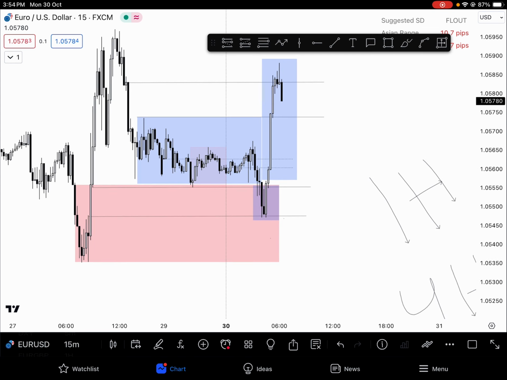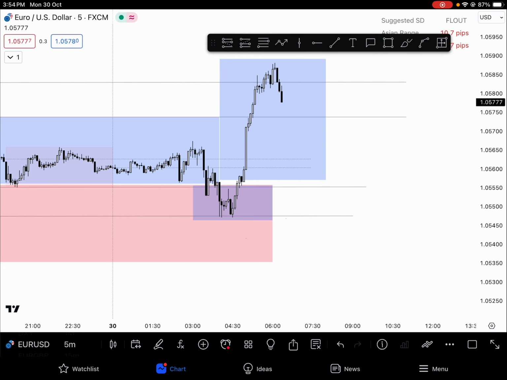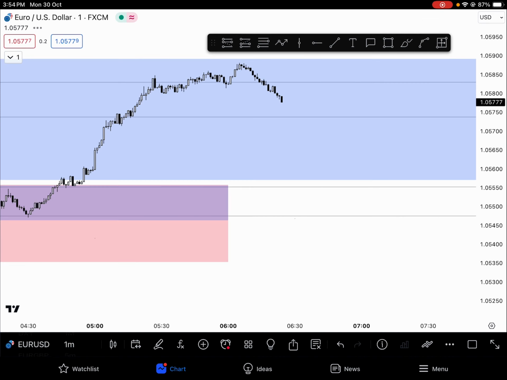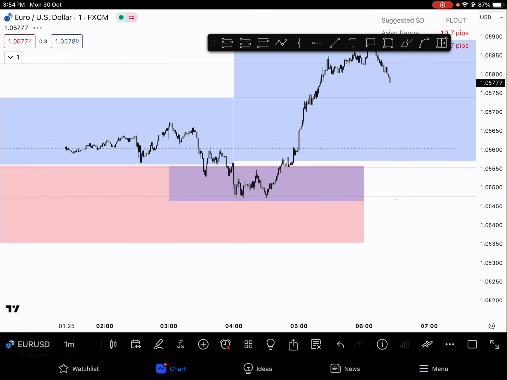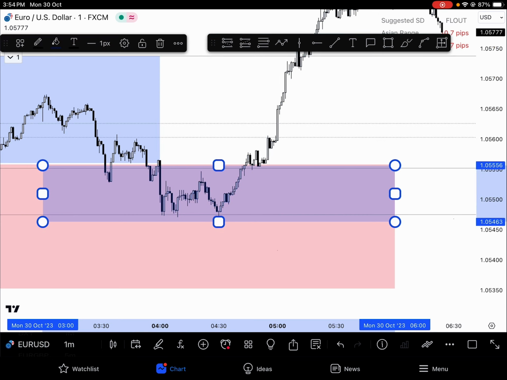Now look how this is, if you go to the 5-minute time frame, let's go to the 1-minute time frame to see it much more clearly. Look, in the higher time frame, I have shown you the typical AMD, right? And if you go to the lower time frame, it is also happening in the lower time frame.